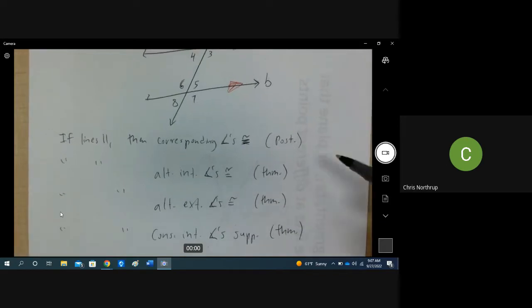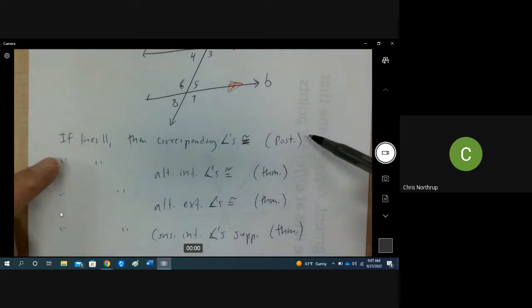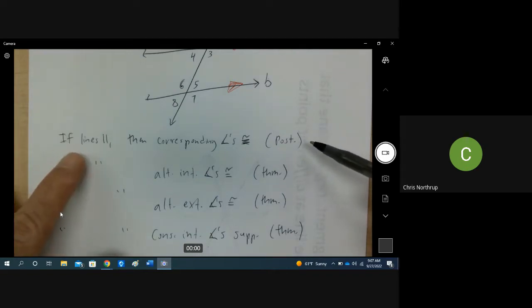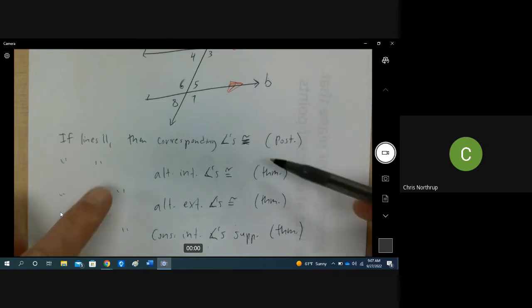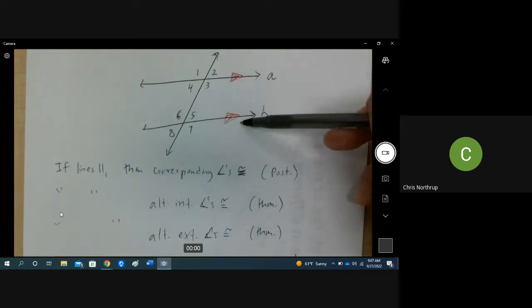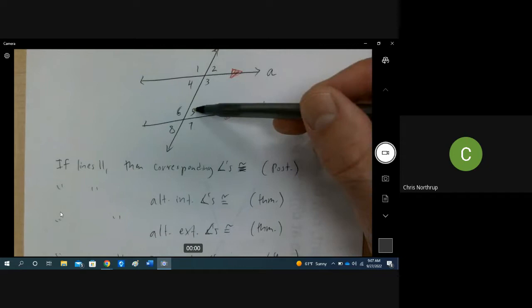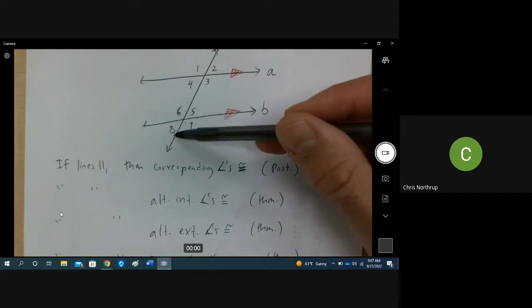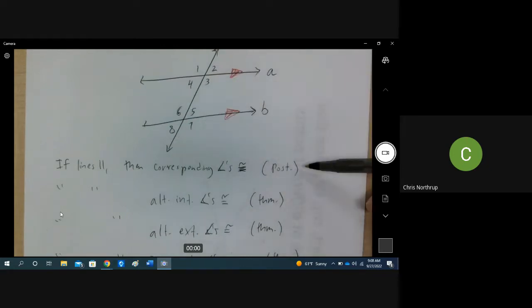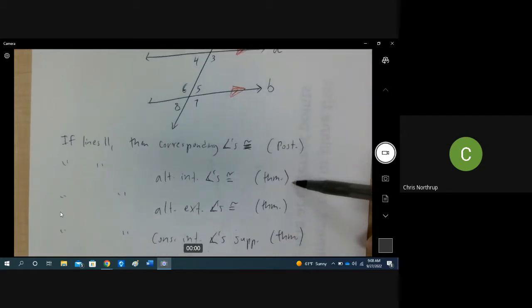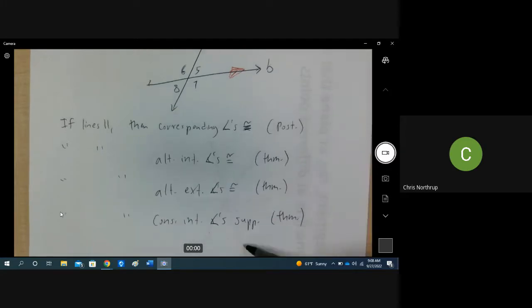So we've got 4 big ideas here. First one is a postulate, and they all rely on the same hypothesis. If you do not have parallel lines, you're not going to assume any of these conclusions. So since these lines are parallel, 2 and 5 congruent, 3 and 7 congruent, 4 and 8 congruent, 1 and 6 congruent, that's our corresponding angles postulate. And alternate interior angles congruent, alternate exterior angles congruent, and then that consecutive interior, those are always going to be supplementary. So that's just kind of the oddball there.